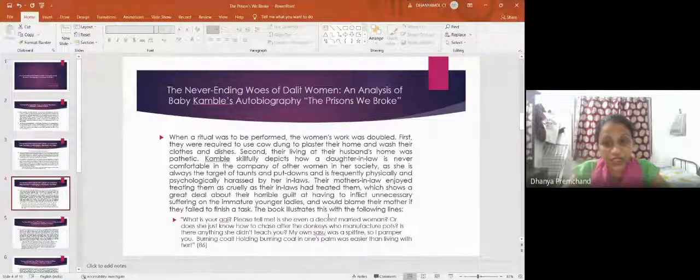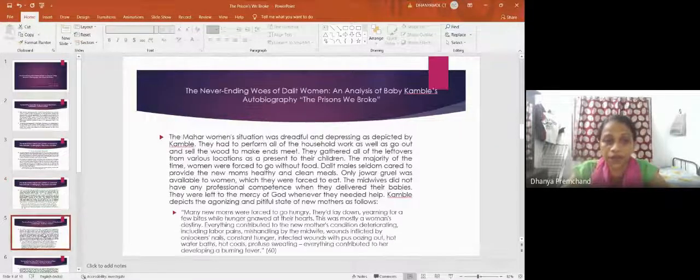The book illustrates this with the following lines. What is your eye? Please tell me. Is she even a decent married woman? Or does she just know how to chase after the donkeys who manufacture boats? Is there anything she didn't teach you? My own Sasu was a spitfire, so I pamper you. Holding burning coal in one's palm was easier than living with her.